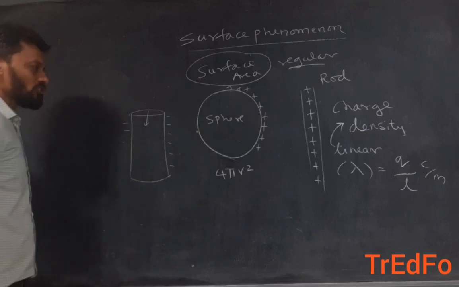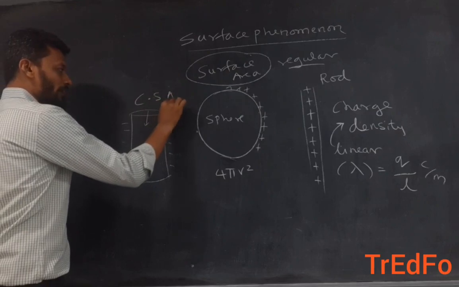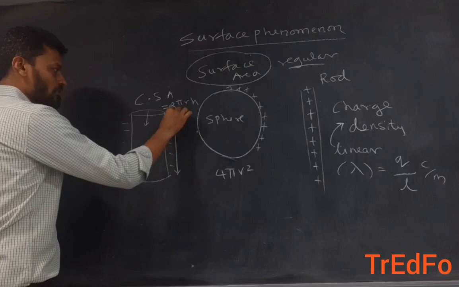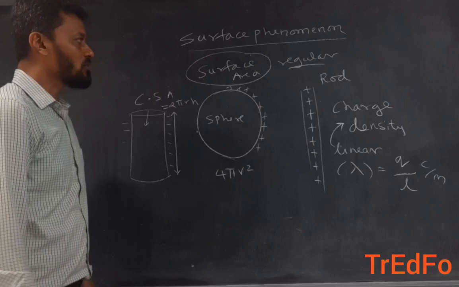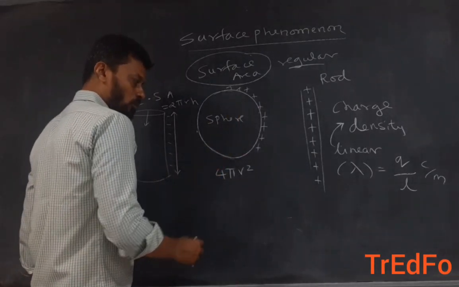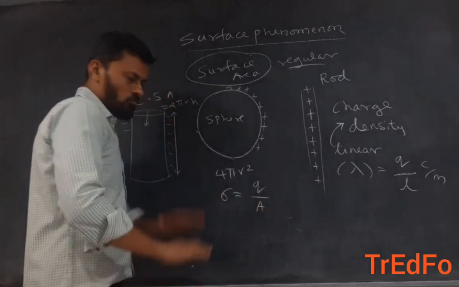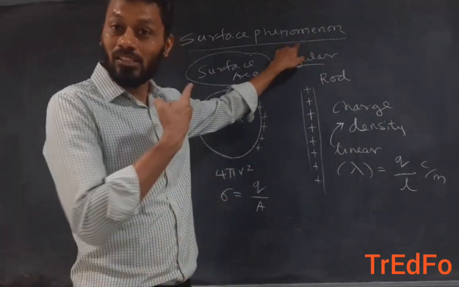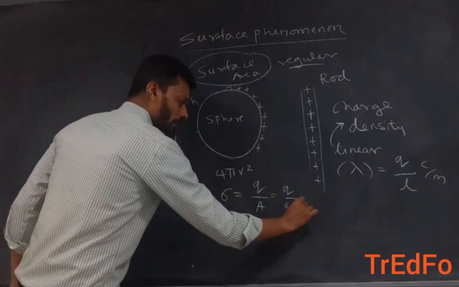For a cylinder, the curved surface area is 2 pi r h. If I take the height as h, you can take it as L also. So curved surface area and surface area. Now if I want to find the charge density over here, what do we do? I use sigma, charge per unit area, not volume. Why not volume? Because it's a surface phenomenon. So what I get here is charge upon area, which is 4 pi r square.